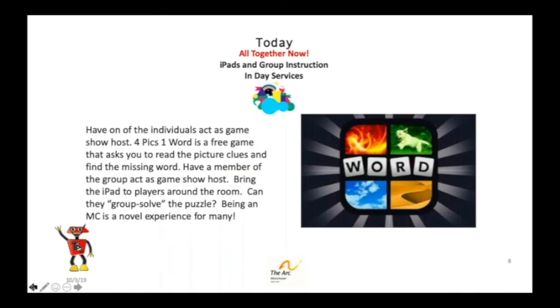There's also the opportunity to start a game show. And if you take one of the individuals in your group and point them as the MC of the day, it can be a wild new experience for them that all of a sudden they're in front of the group. People are looking at them, and it's a real, sometimes scary experience, but also a confidence booster for people that really get into it.